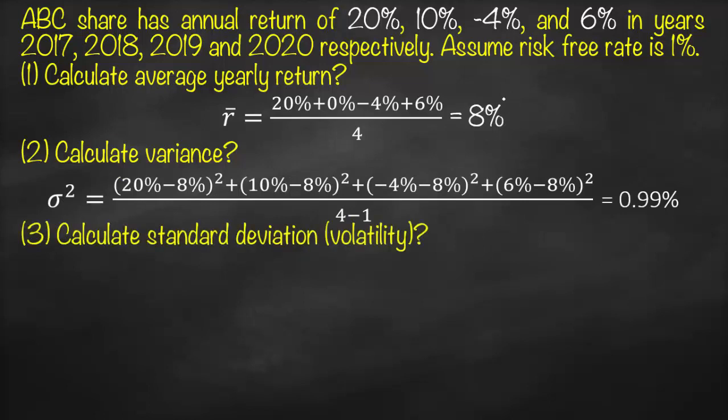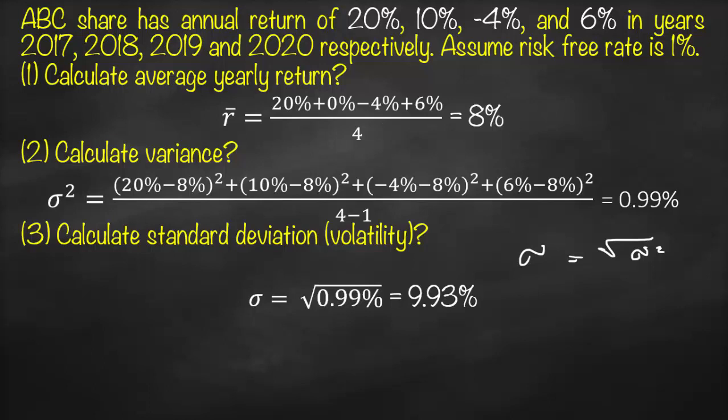The third part of the question is calculate standard deviation or volatility. Remember that standard deviation is a statistical terminology. In finance, we call it volatility, but both of them have exactly the same meaning. So what will be the formula of standard deviation? The symbol of standard deviation is sigma. Therefore, our standard deviation or volatility is always a square root of the variance. Therefore, what's our variance which we calculate in the second point? It's 0.99%. If we get the square root of 0.99%, this will give us 9.93%.